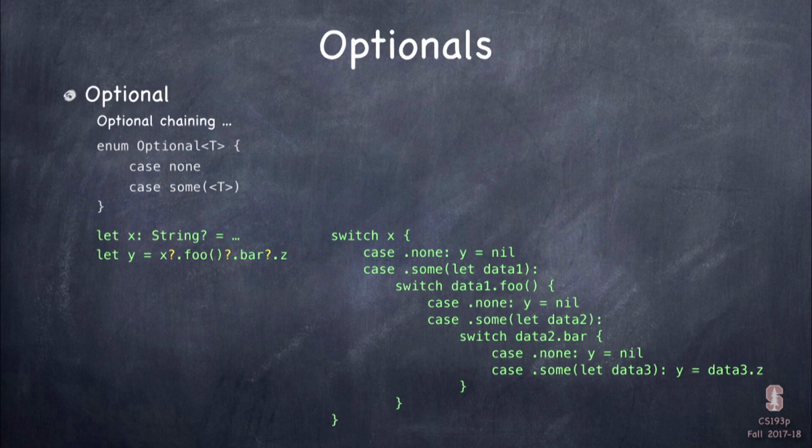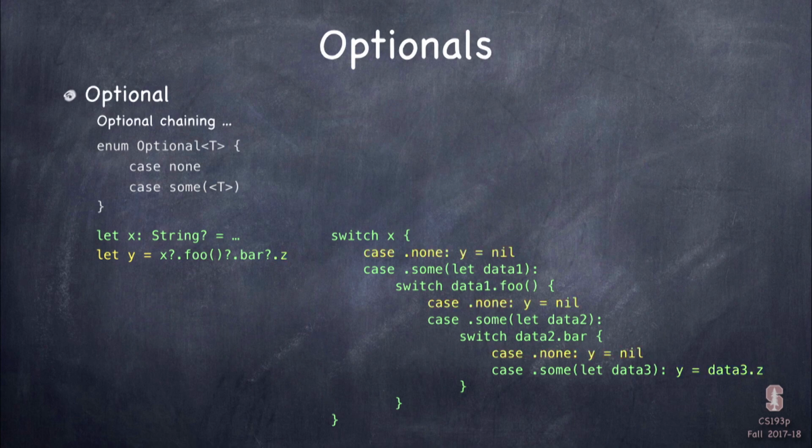And if at any time any of those things is nil, we just bail out and return nil. Okay? So the way that works in optional land is we switch on that first x. If it's none, we return nil, but if it's not, we get the data and call foo. If that works, we get that data from foo and we call bar, and then eventually we set y equal to z that comes out of that. Right? We're just moving across the chain.